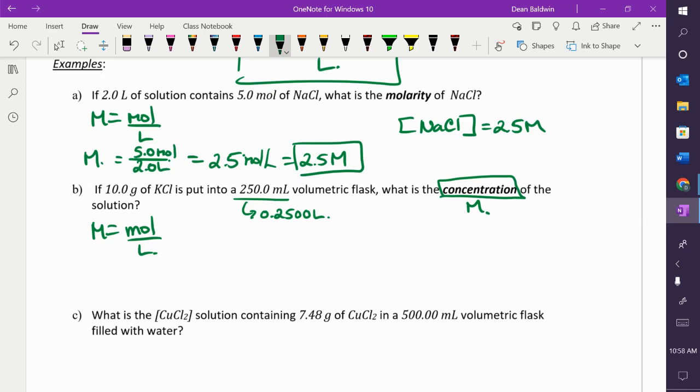So I know how many liters we have. I don't know moles. How can I find moles? Yes, you're going to use the 10 grams. I got to convert the grams to moles. So what do we need to do that? This is the last unit. Molar mass.